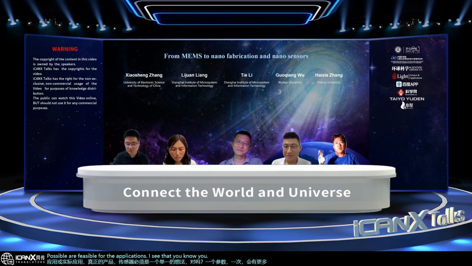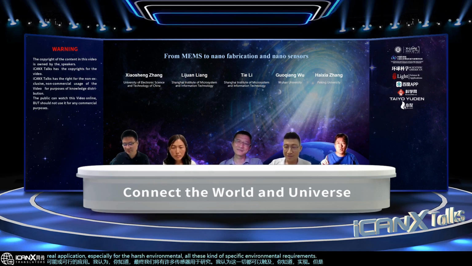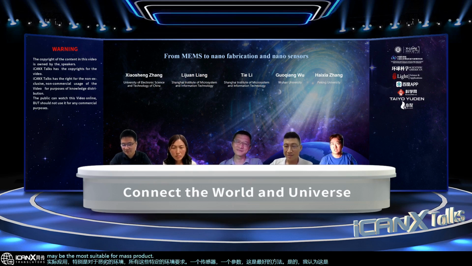I think eventually we'll have many sensors for research, and this can be achieved. But for real applications, especially harsh environments or specific environmental requirements, one sensor, one parameter, that's the best way. I think that's the most suitable for mass production and stability.